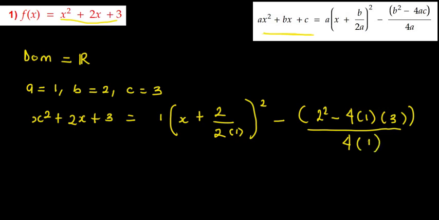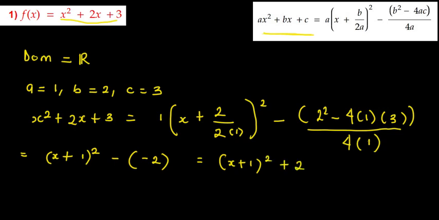4 into 1. So simplifying this is going to be x plus 1 squared minus, this should be minus 2. This is equal to x plus 1 squared plus 2. So we've simplified this, we've kept it in this vertex form.